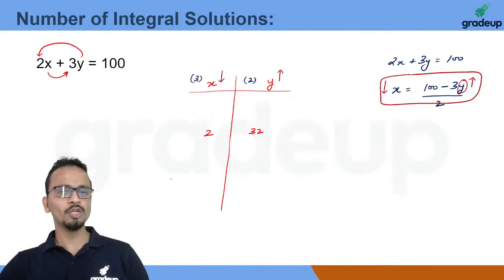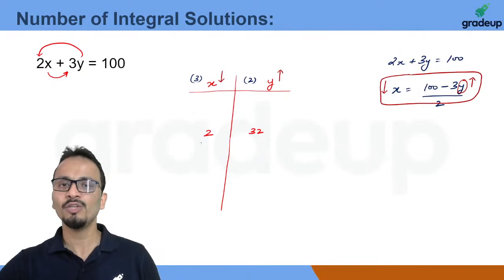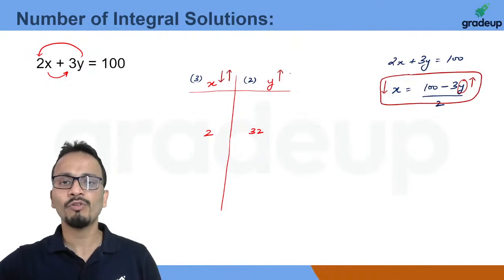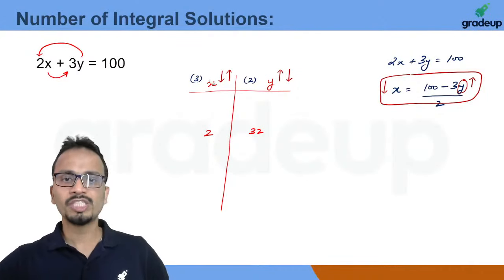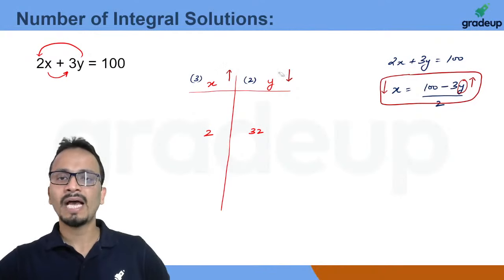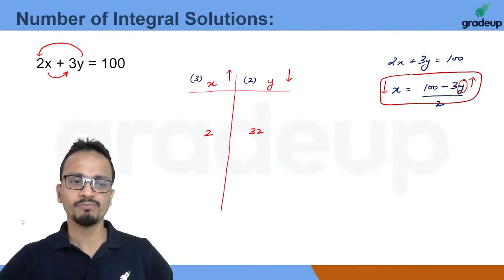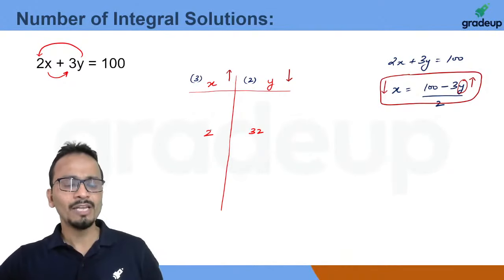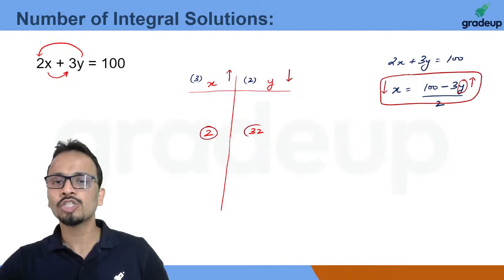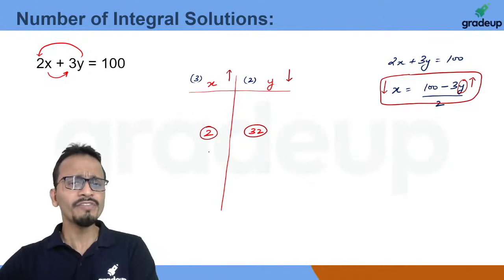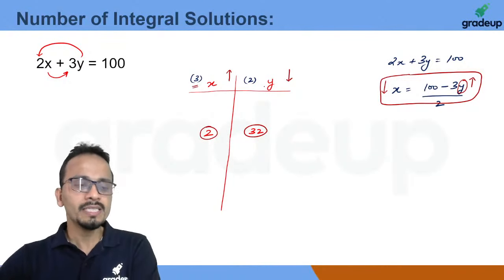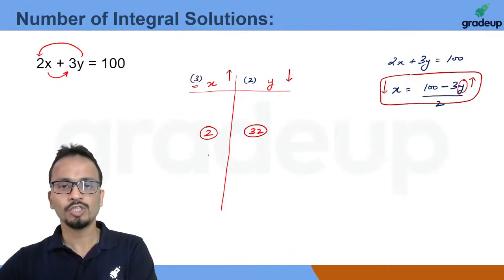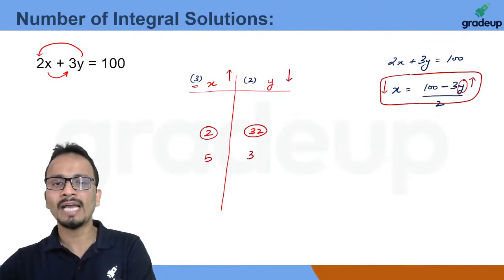So what I'll do is I'll keep on increasing the value of x, and correspondingly the value of y will decrease. Which direction will I follow? I will increase x and consequently the value of y will decrease. The value of x that I have is 2 and correspondingly the value of y is 32. If I keep on increasing the value of x by 3, correspondingly the value of y will decrease by 2. So if x becomes 5, that is 2 plus 3, the value of y will decrease by 2 and it will be 30.